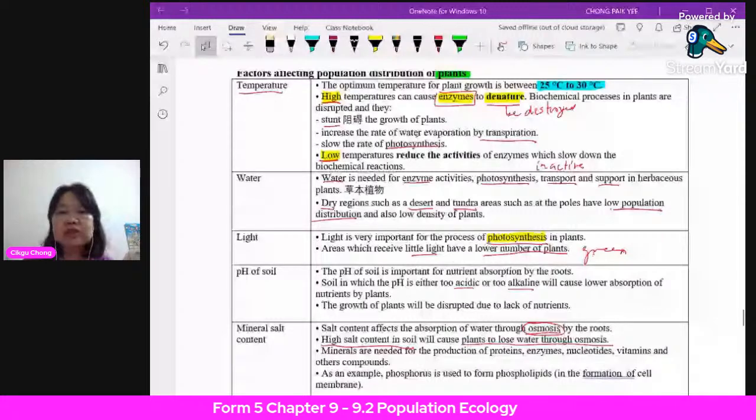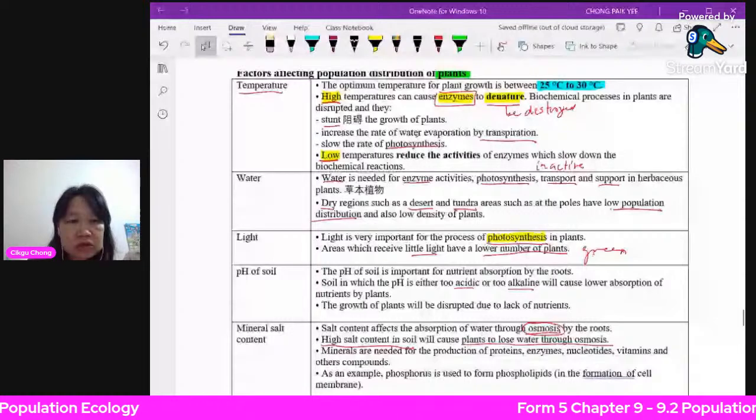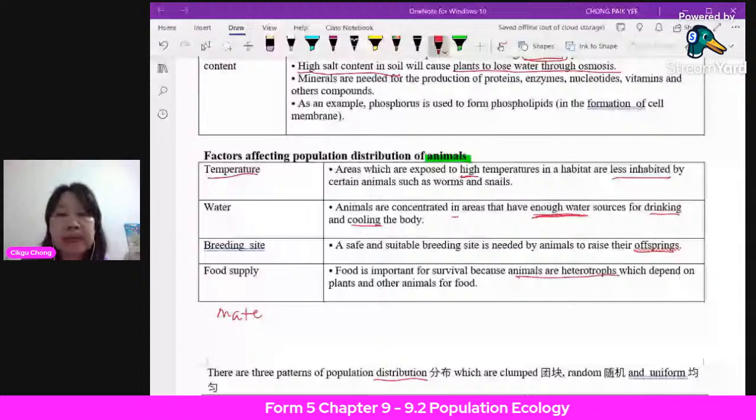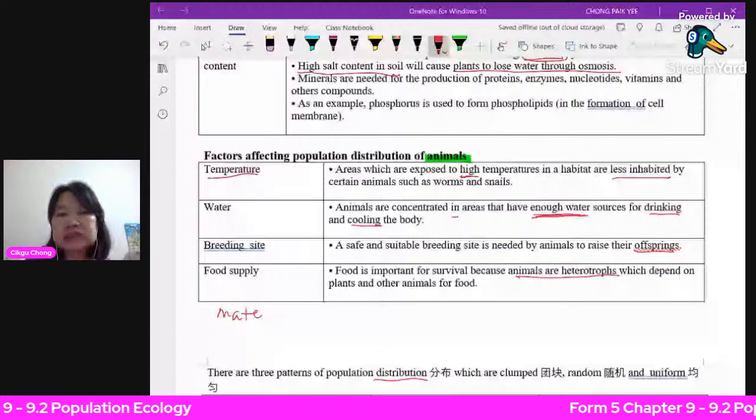For biotic factor, you have mates also. All right, so you have mates. There are a lot of females there, and the males will try to. It's a natural instinct. They will mate with the female. So this is a biotic factor. If there are mates there, of course they will thrive. Reproduction will happen at a higher rate.